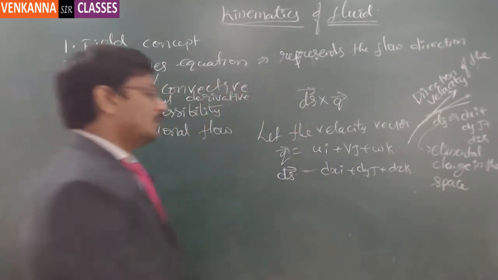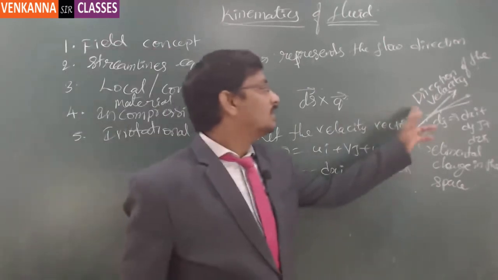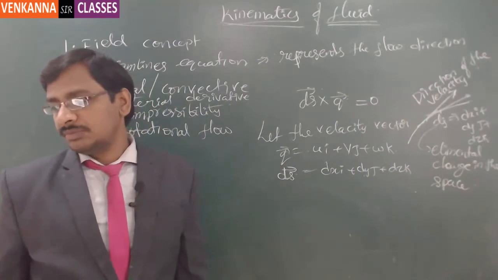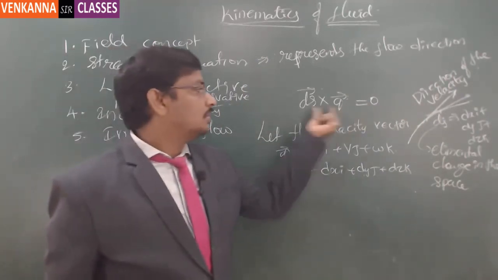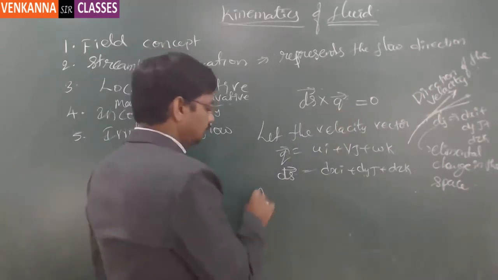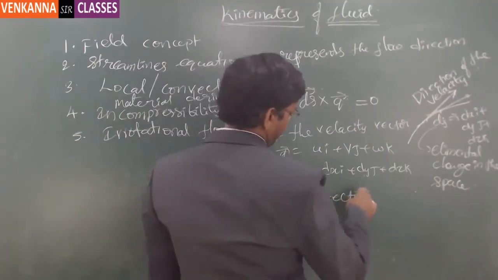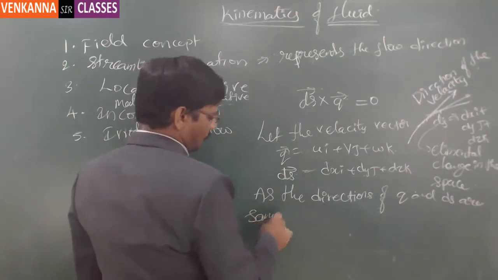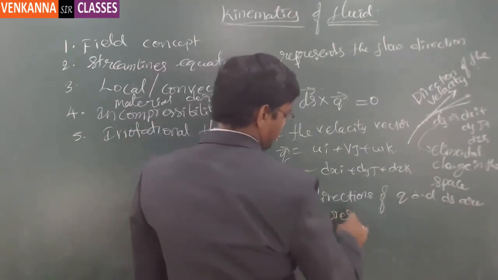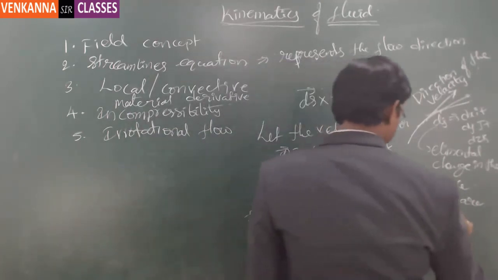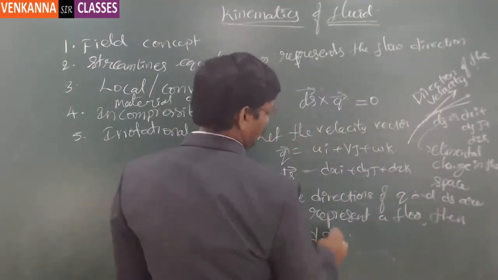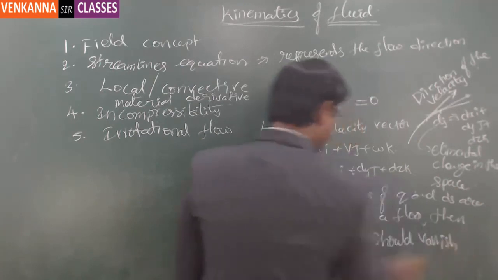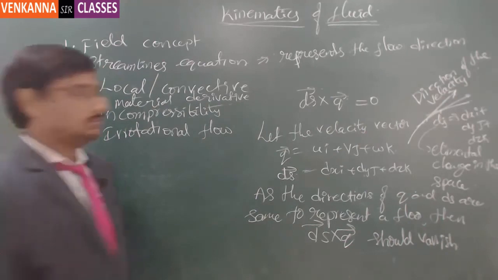So at any instant, the direction of both should be the same. Then only, whatever the equation, I can get it from this, right? So this will represent the streamlines, or nothing but the flow direction. Got it or not? So these directions are the same. That means the cross product will vanish. As the directions of q and ds are the same, to represent a flow, ds cross q should vanish. I hope you understood the meaning of this. ds cross q is equal to 0.